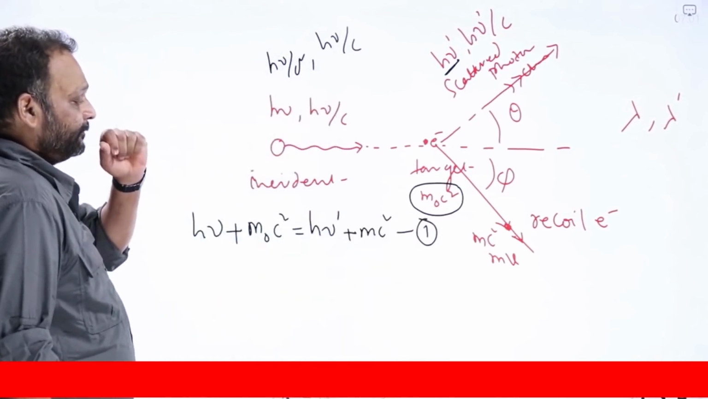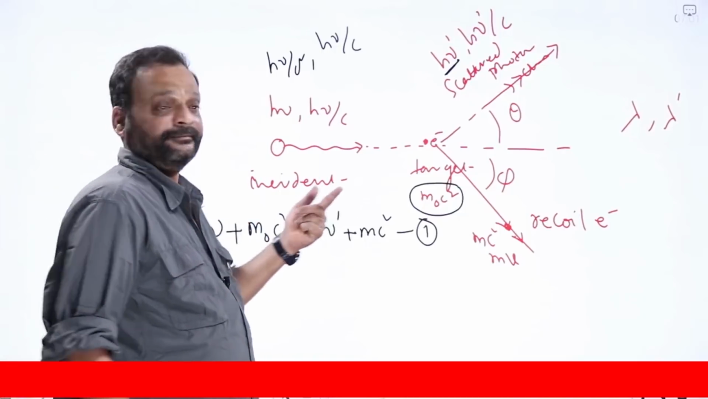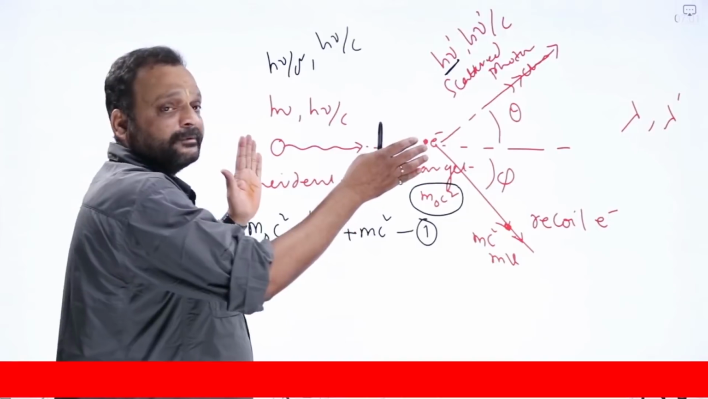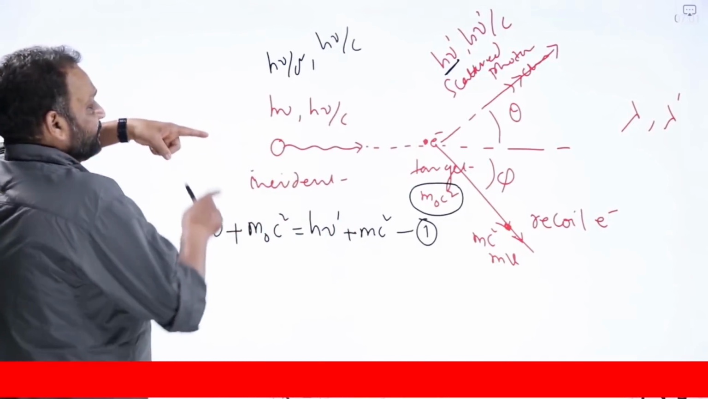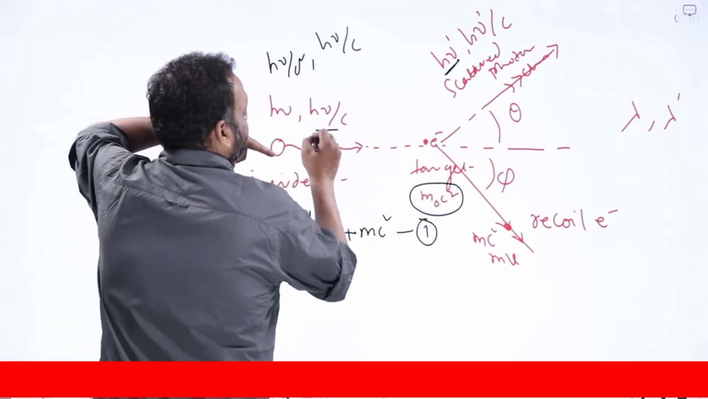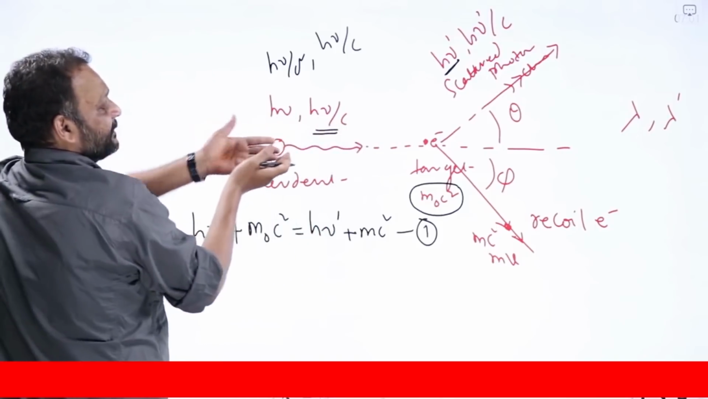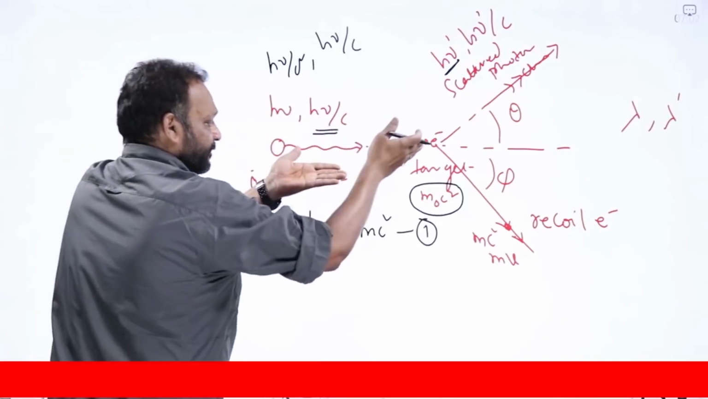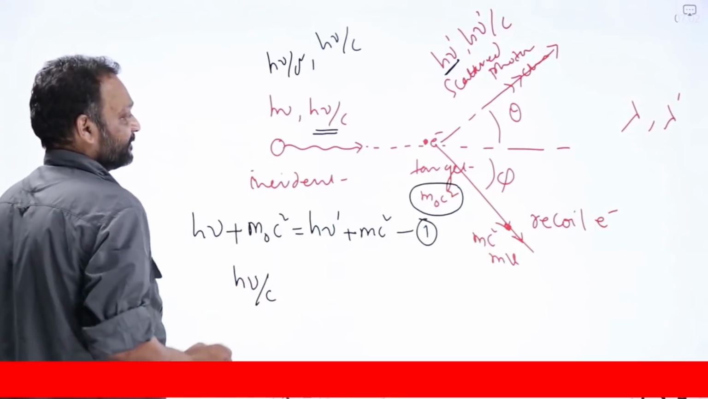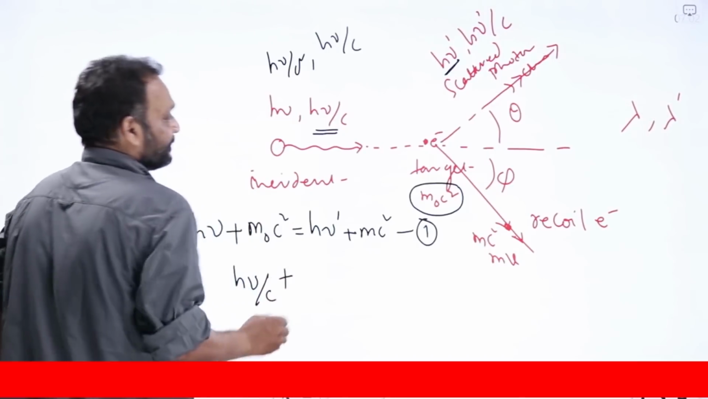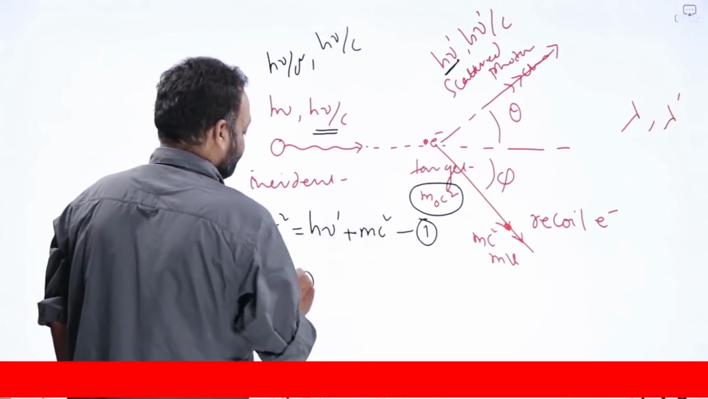Next I'll apply the conservation of momentum principle. Momentum is a vector quantity, right? I'll split it into x component of the momentum and y component of the momentum. Now what is the photon's momentum initially? hν/c. It is initially moving purely along the x-axis only, so entire momentum is along the x-axis. So total initial momentum along the x-axis is hν/c plus the target electron, which is at rest and not having any momentum initially, so 0.